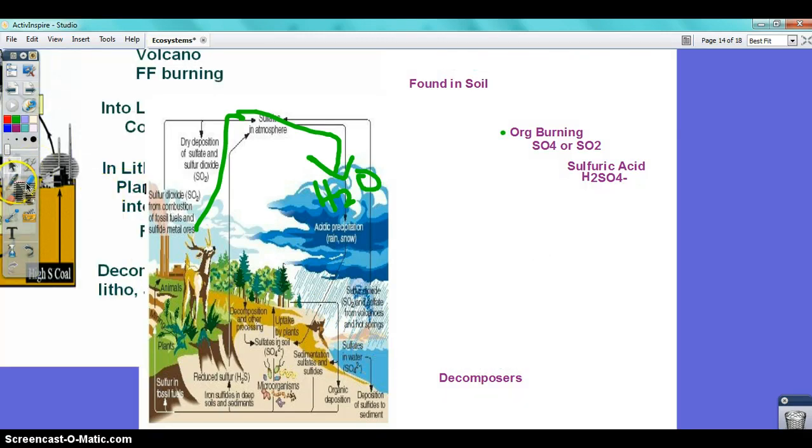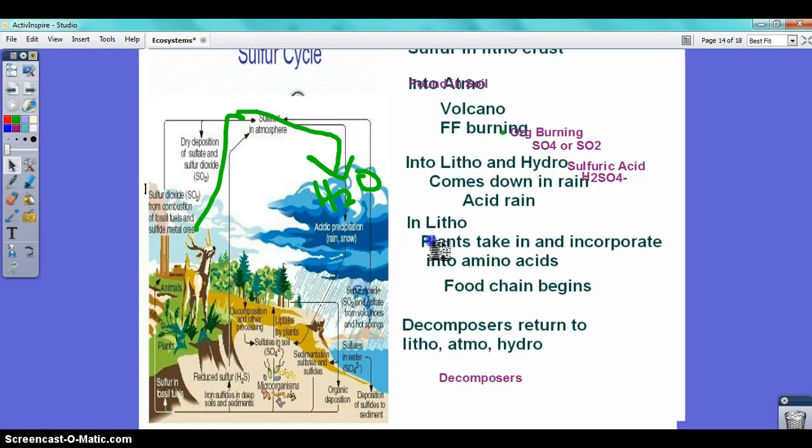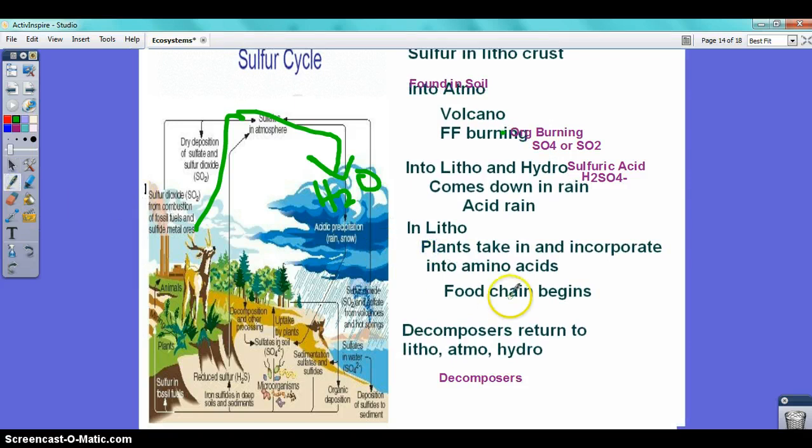It's going to convert the sulfur into amino acids, which are organic compounds of sulfur. And like in every other cycle, the food chain will begin. So some organism is going to eat the plants. In this picture, they're referencing a deer. And the organism can either die, the plant can die, or waste can be produced. And then the decomposers will take the sulfur and return it back into all the layers of Earth. Now there is a compound here, which is hydrogen sulfide, which is also kind of a reduced form of sulfur, and it's part of the sulfur cycle.